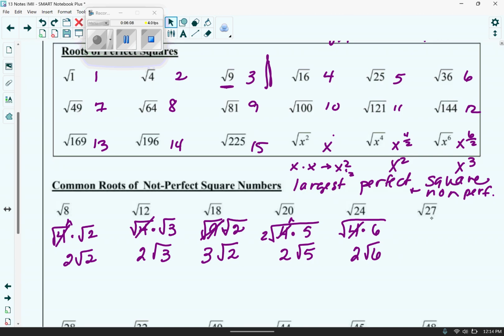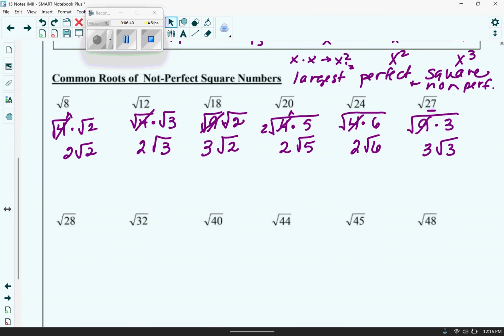27. Well, half of that would be about 14-ish, somewhere in there. So if I do 14, 15-ish, I'm going to go nothing, nothing, nothing. 9, though, does go into 27. Also, if you add those digits, it comes up to 9, so you know it's a multiple of 9. 9 times 3. The square root of 9 is 3, so it's 3 radical 3.